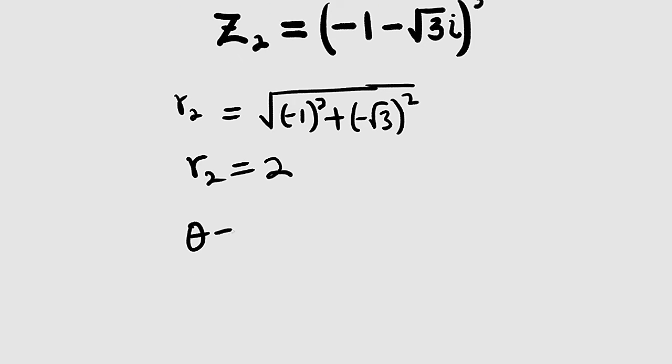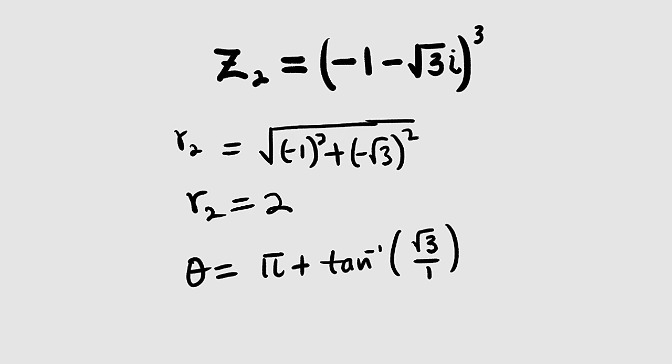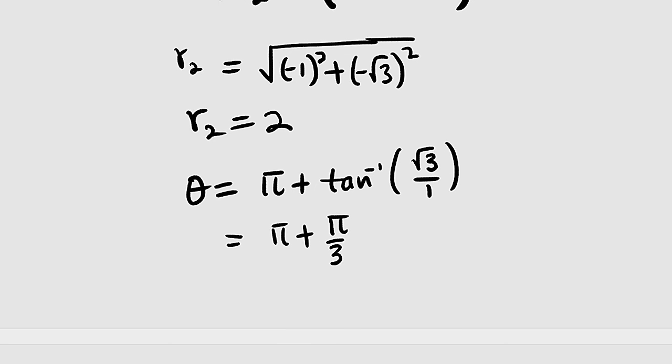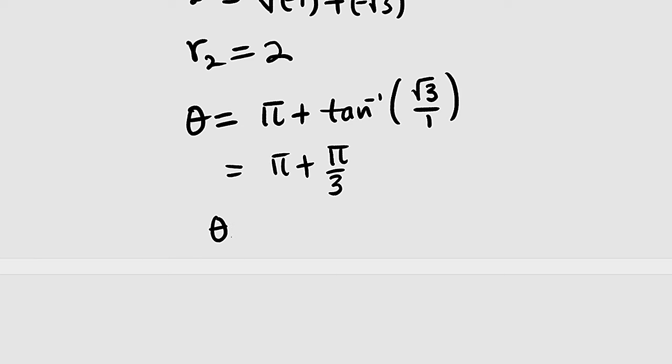So our angle will be equal to pi plus tan inverse of what? Root 3 divided by 1. We are taking all positive values because we want to use the reference angle. Root 3 divided by 1 is root 3. Tan inverse of root 3 is pi divided by 3. So this is equal to pi plus pi divided by 3, which is equal to 4 pi divided by 3, right? So our angle, which is theta 2, is equal to 4 pi divided by 3.